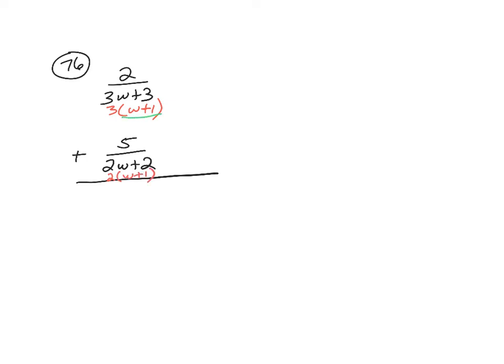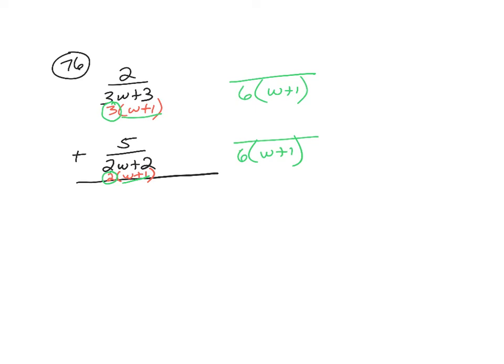So the w plus 1 and the w plus 1 are already common factors. But if I have a 3 and a 2, I need to have a common multiple of those, which would be 6. So my denominators for both of these would be 3 times 2, which is 6, times w plus 1, and I would use those for my common denominators.